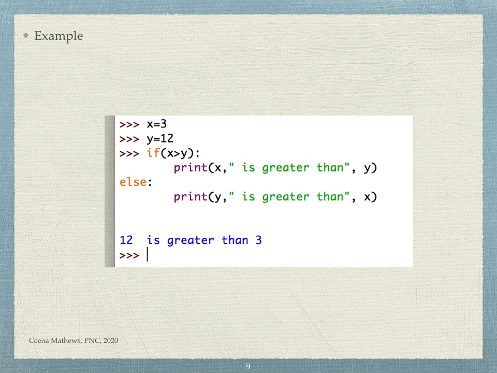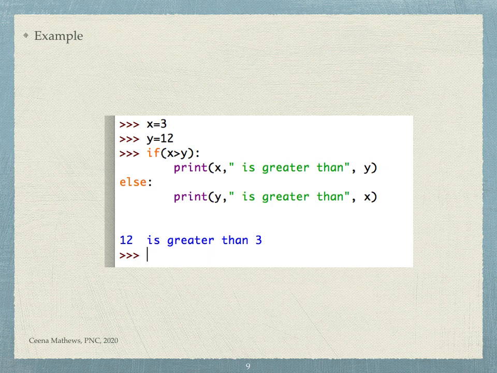For example, if x is 3 and y is 12, the next step is checking the condition, that is, if x is greater than y. This is a program for finding the largest number among two numbers.